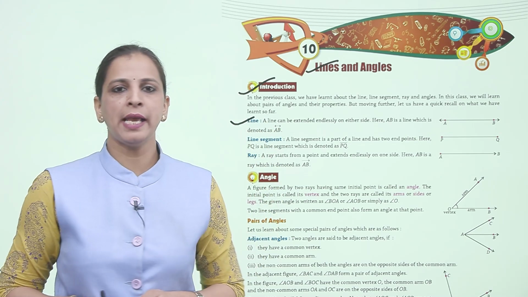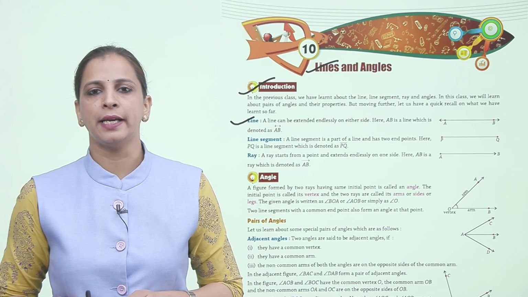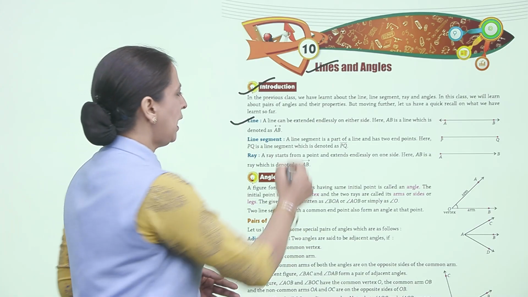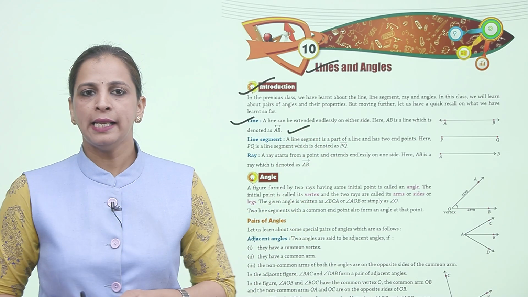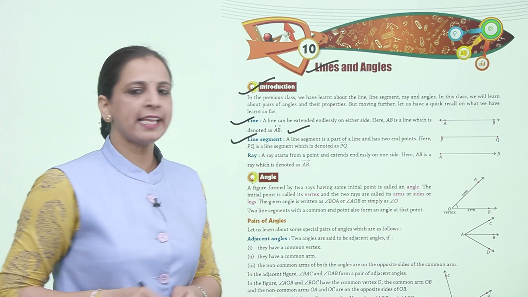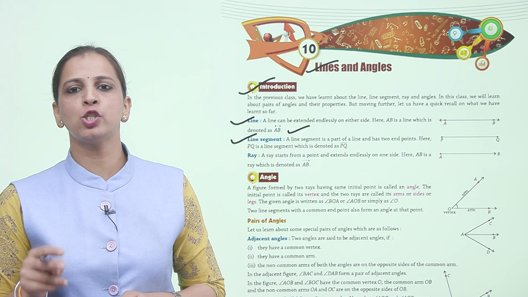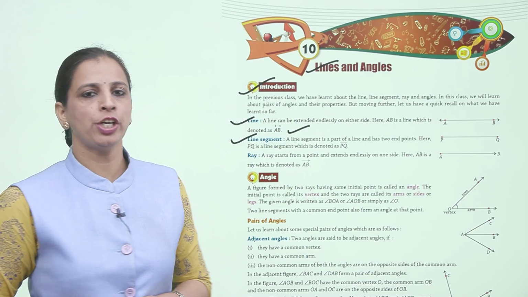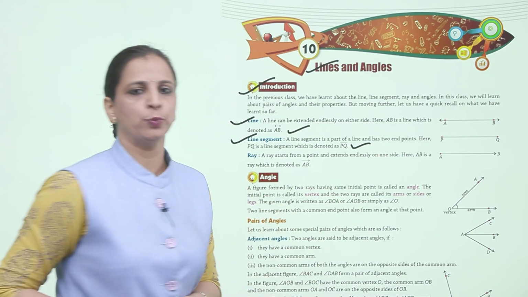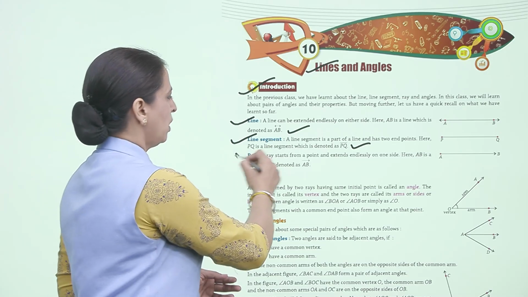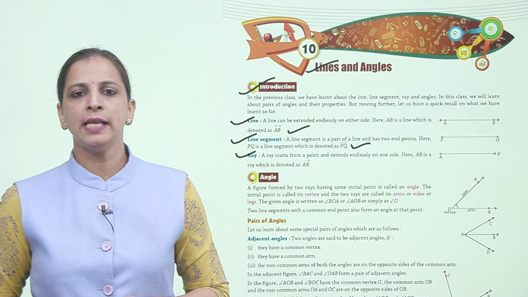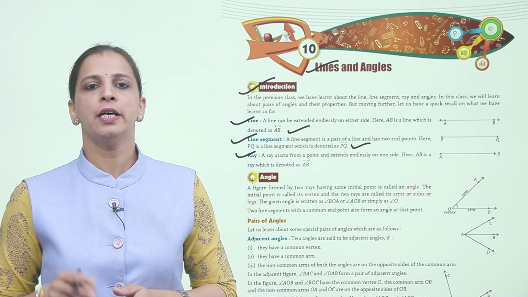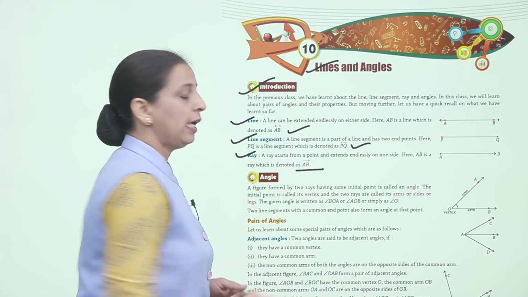Line. A line can be extended endlessly on either side. Here, AB is a line, which is denoted by AB. दोनों side arrow. Line segment. A line segment is a part of line and has two endpoints. Here, PQ is a line segment which is denoted as line segment PQ. Now, ray. A ray starts from a point and extends endlessly on the other side. Here, AB is a ray which is denoted as ray AB.